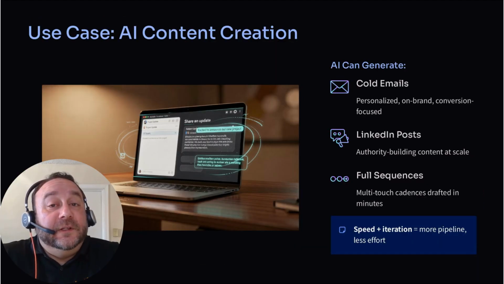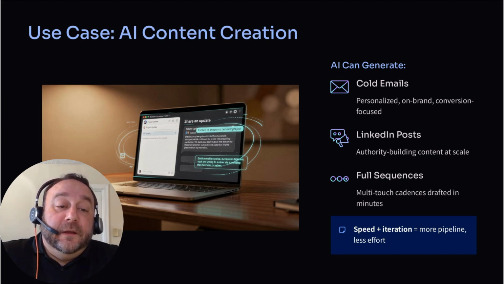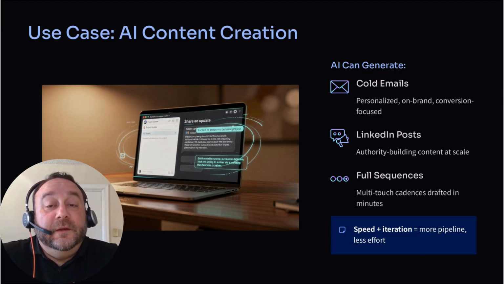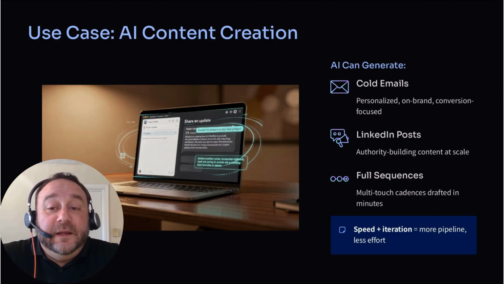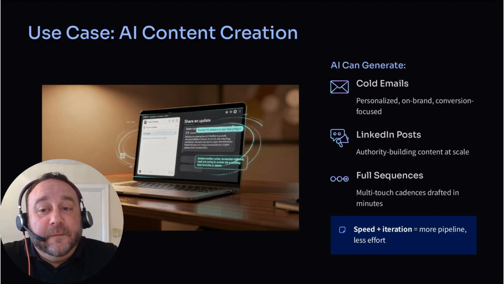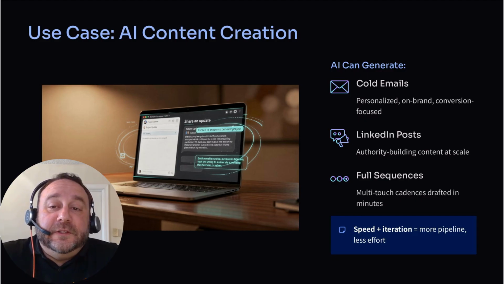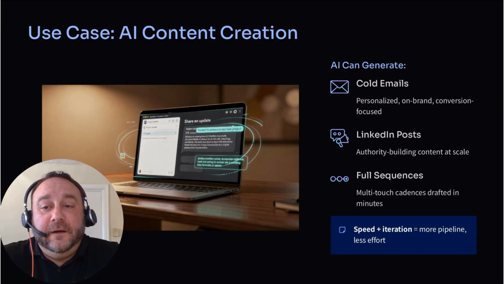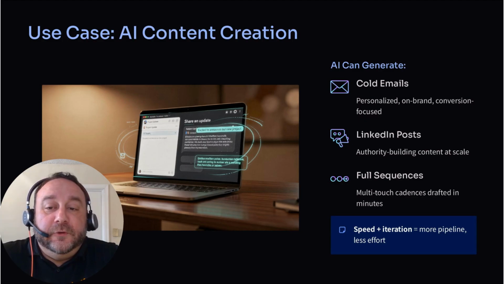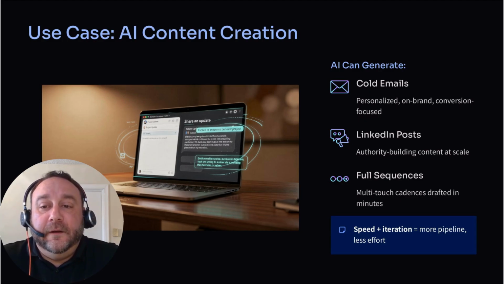This is where things get really interesting. Instead of thinking in individual tasks, you start thinking in workflows. For example, first you identify companies, then you build a list, then you generate messaging. Before AI, those are three separate steps. With AI, you can connect them into a single flow, and that's when it becomes powerful.